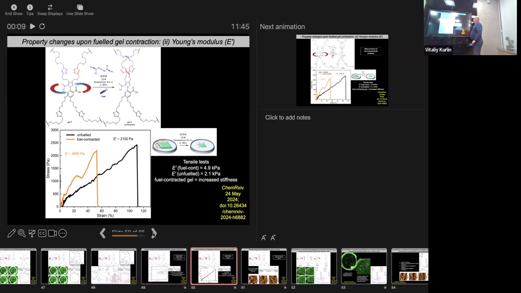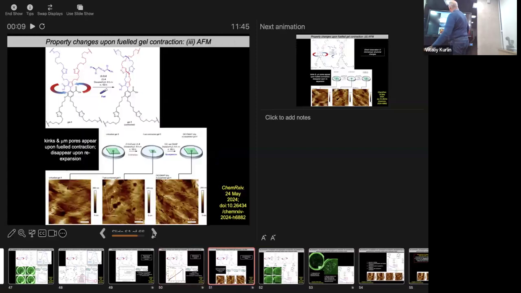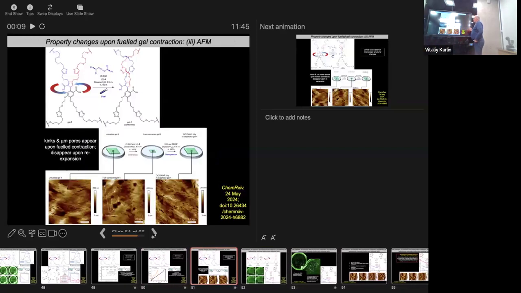We also see a change in Young's modulus. If you do tensile tests on the gel before and after contraction, we see that the fuel-contracted gel is stiffer. That's a bulk property measurement, so you're seeing a bulk effect on the material by the action of the motor and the fuel reaction. And you can even see things at the micron level by AFM. This is the gel before it's fueled, and after it's contracted, you can see these micron-sized holes have appeared in the gel.